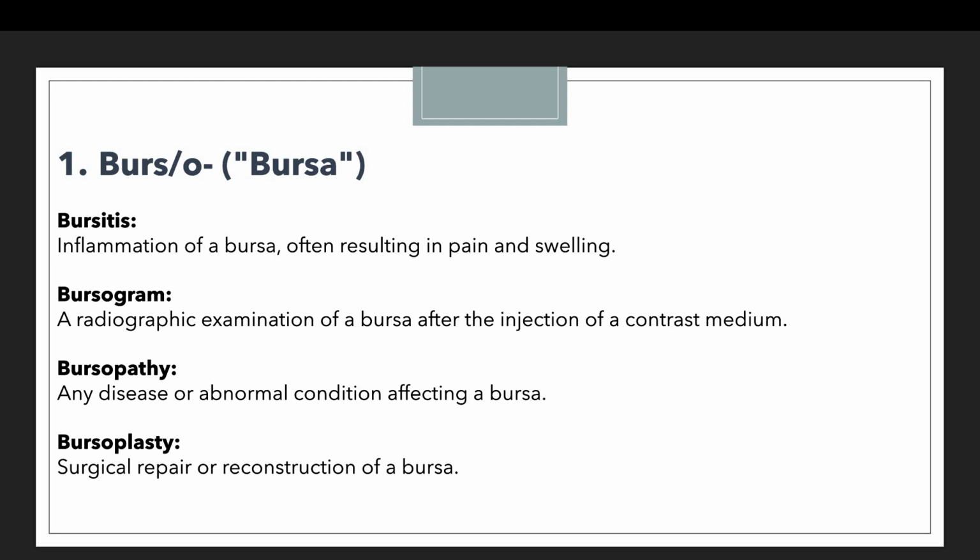Now if you look at all the examples again, you will find only one common thing, which is bursa. Somewhere we are talking about the inflammation of the bursa, then we are talking about the examination of the bursa, or the disease or abnormal condition affecting the bursa. So all these things are denoted with the help of the prefix burs or burso. Okay, fine. Now we will look at the next prefix.